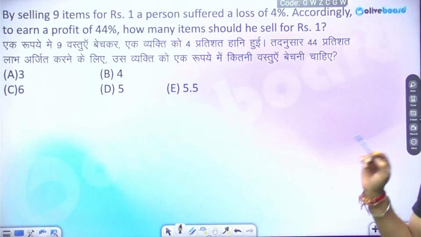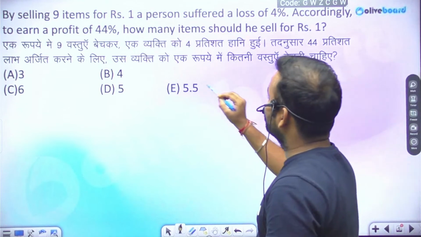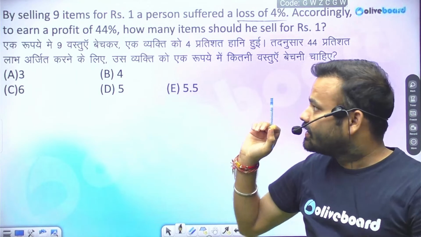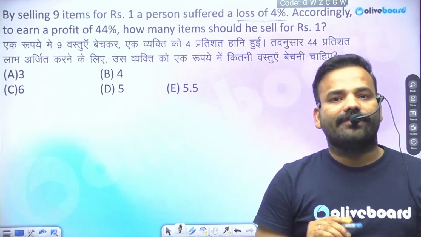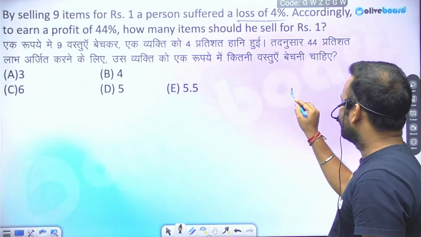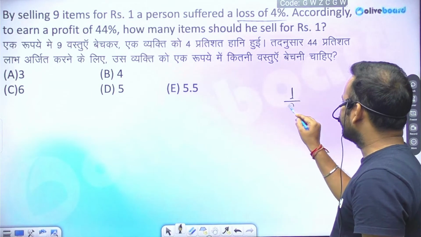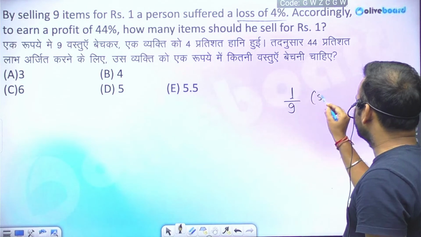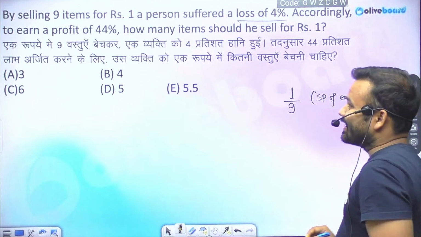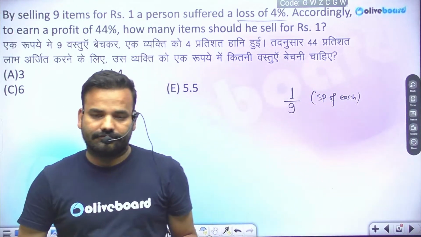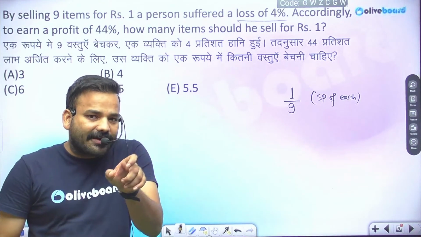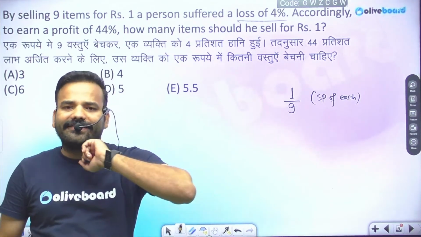Now, by selling 9 items for rupees 1, a person suffered a loss of 4%. Sir, he is selling 9 items for rupees 1. What does this mean? In every 1 rupee, he is selling 9 articles. That is the selling price of each article. If 9 articles are being sold for rupees 1, that means the selling price of each article will be 1 by 9, that is 11 paise.